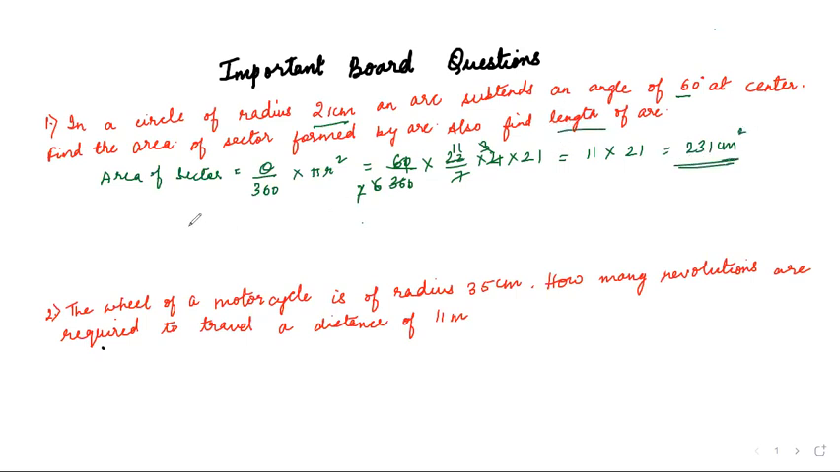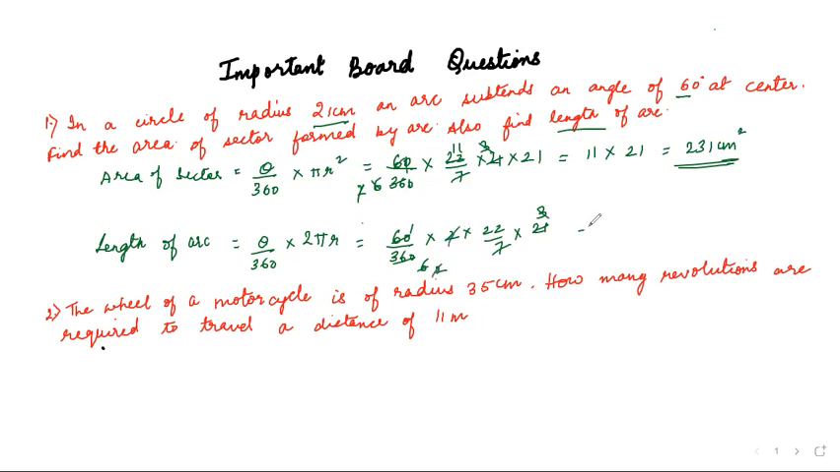Now the next part is length. So length of an arc is theta by 360 into 2 pi r, since it is length. So theta is again 60 by 360 into 2 into pi into radius 21. 60 ones are 60, 6 sixes are 36, 7 ones are 7, 7 threes are 21, and 2 into 22 by 3 cancels. So we get 22 centimeter. It was a direct formula based question.